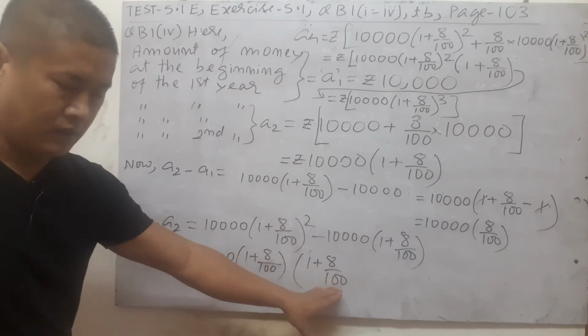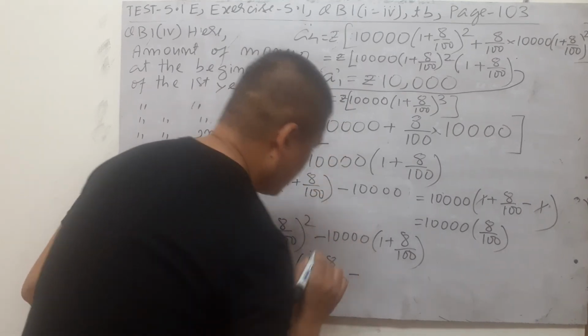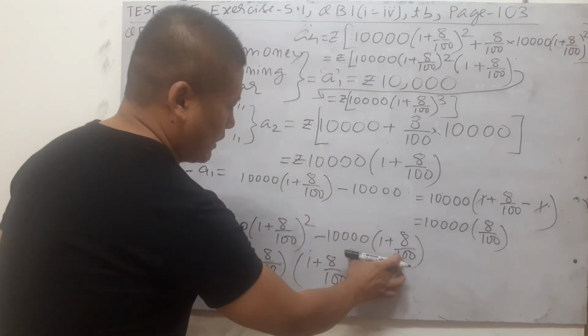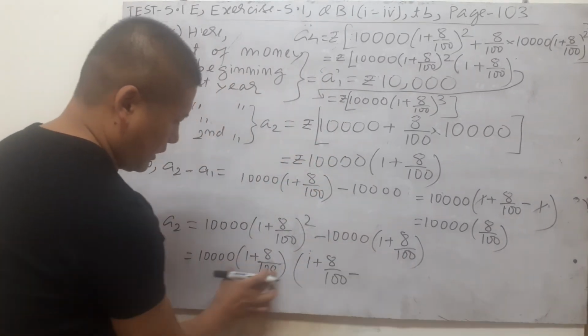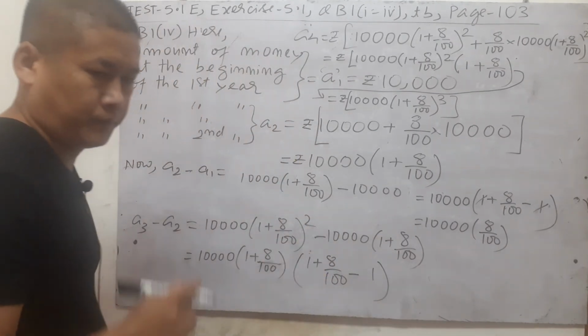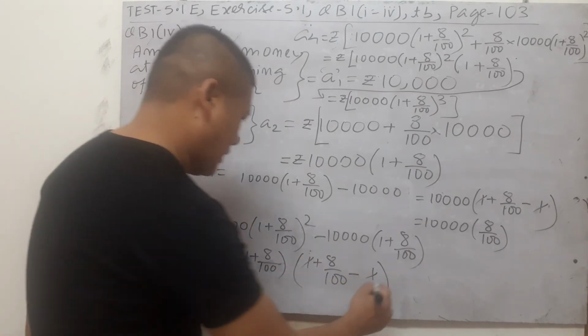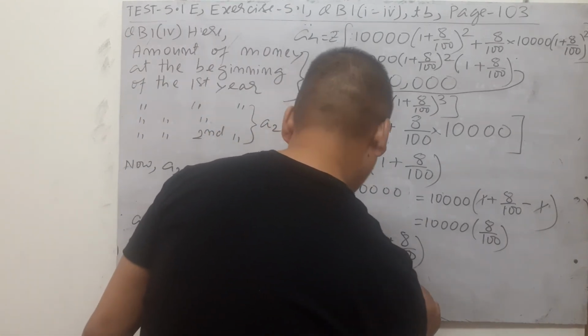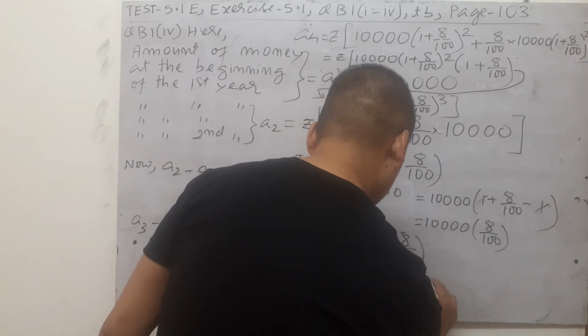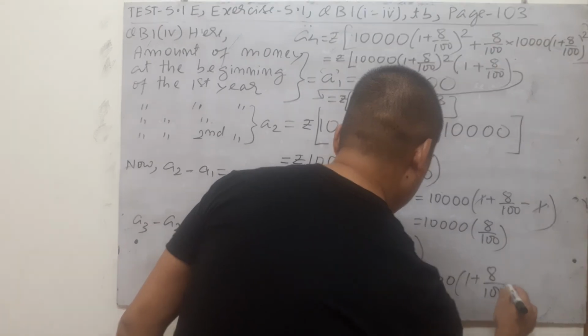So one of them is inside still. Then follow it up by a minus. Then 10,000 into (1 plus 8 by 100), exactly this one is taken out. So everything taken out means into 1 will form this one. That way the sign is plus 1 and minus 1, 0. So A3 minus A2 value will be 10,000 into (1 plus 8 by 100).